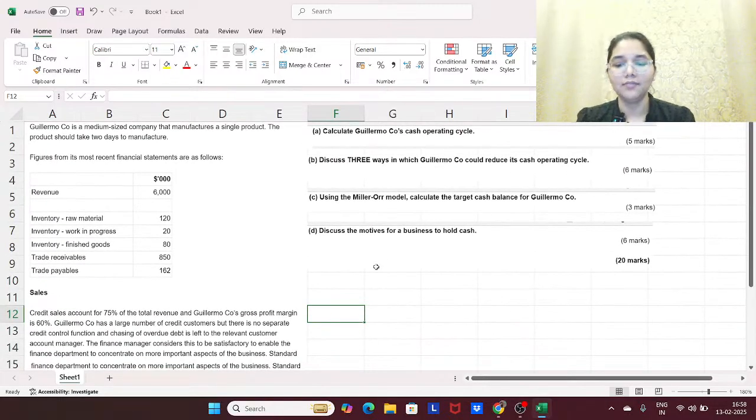So this was the question. Now, the very first requirement wants you to calculate the cash operating cycle. Now, we all know the formula for cash operating cycle.